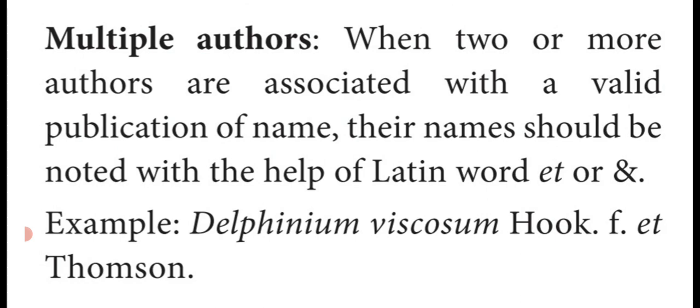Multiple authors means more than one author giving the description of a plant. So the names are noted with the help of the Latin word et or and. That means they are different scientists who have given the description. For example, Delphinium viscosum. Delphinium is the genus name, viscosum is the species. The description of this plant is given by different scientists.